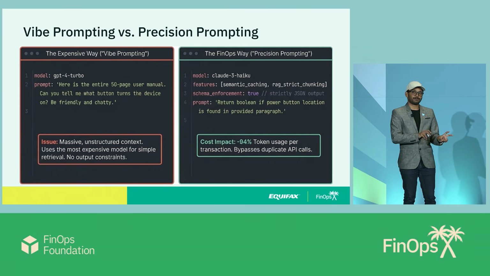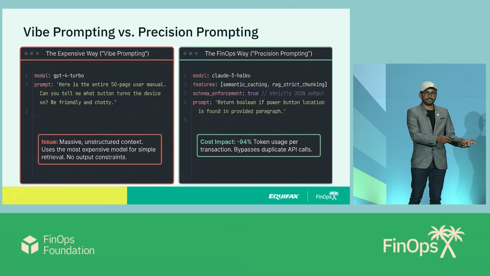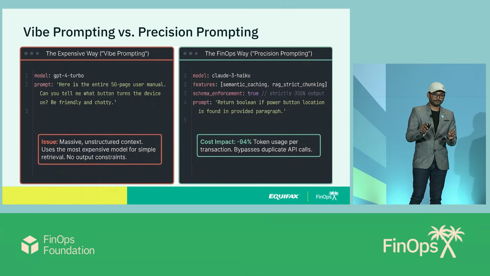These are the two topics I would like to highlight a little in the upcoming slides. But here the main point is we enforce a JSON schema. And this uses a surgical prompt kind of mechanism and returns a Boolean if the power button location is found, which reduces almost 94% of the token usage in real time.